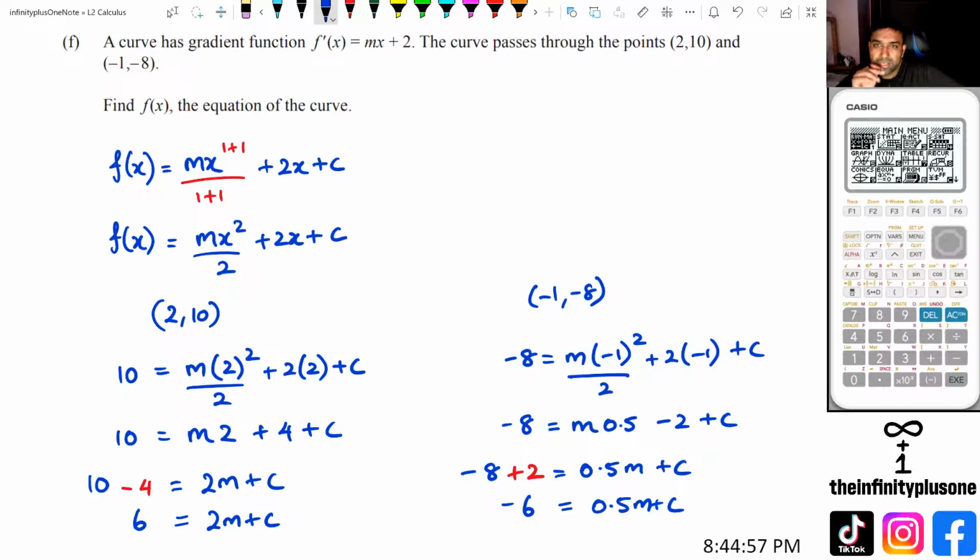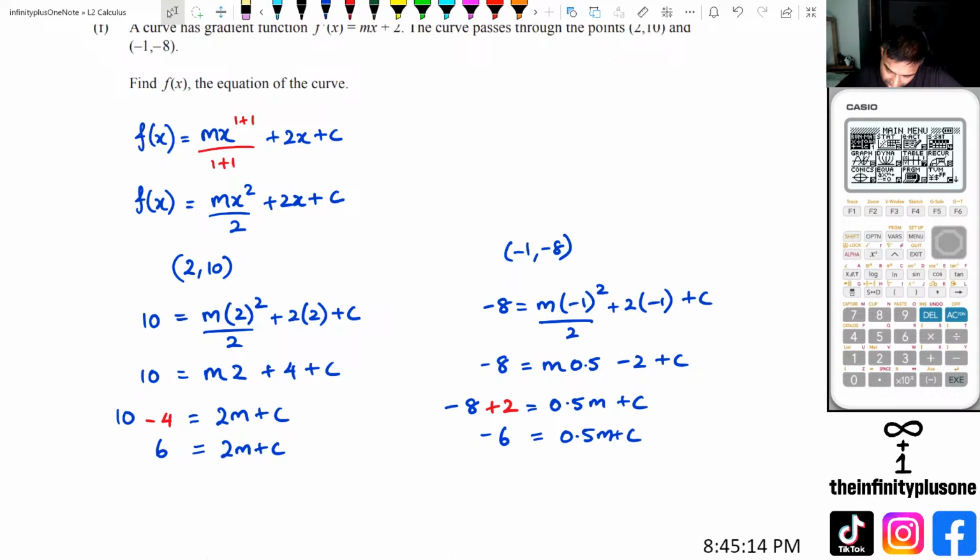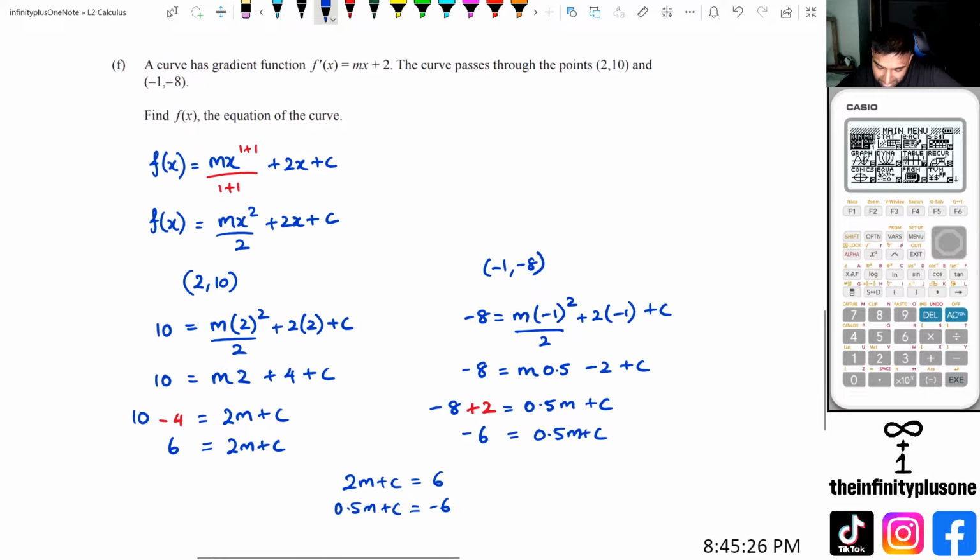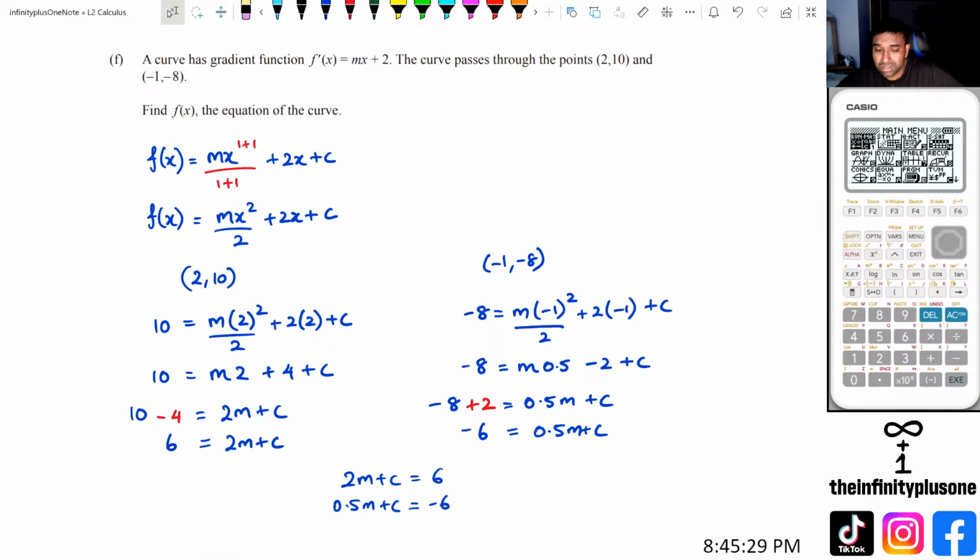Yeah, so these types of questions, like the simultaneous equation question, are very common in calculus. They'll always put either differentiation or integration where you'll have to use simultaneous equations to solve these questions. Once you get the two simultaneous equations, it's pretty easy because you've got 2m plus c equals 6, 0.5m plus c equals -6. So you don't need to show any working. You can go straight to the graphics calculator and get your answers from there.